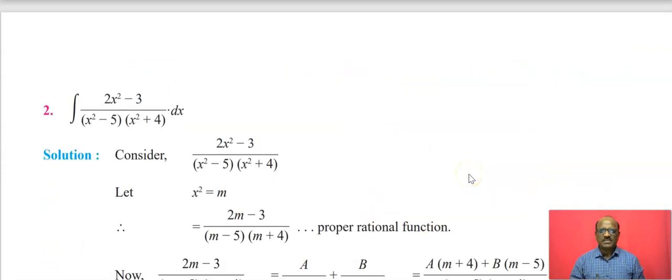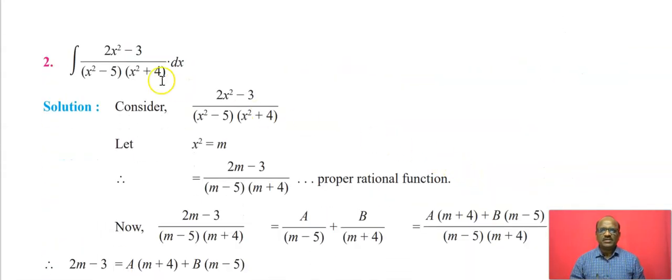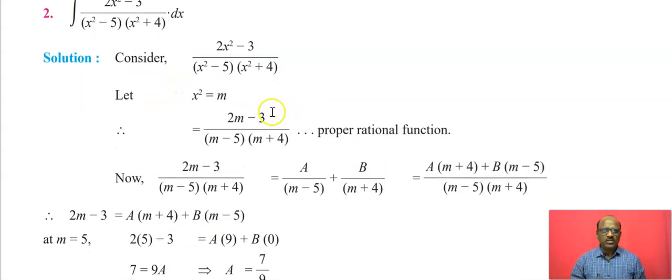Now next, problem number 2, that is the integral of (2x square minus 3) upon (x square minus 5) into (x square plus 4). Now put here x square is equal to m. Then your expression will be (2m minus 3) upon (m minus 5) into (m plus 4). Now split this up: (2m minus 3) upon (m minus 5) into (m plus 4) is equal to a upon (m minus 5) plus b upon (m plus 4).